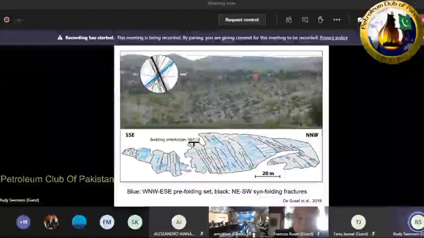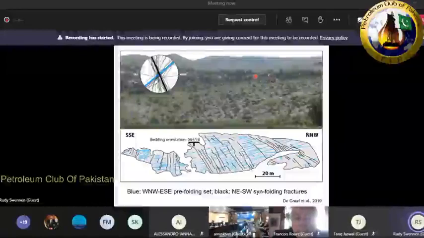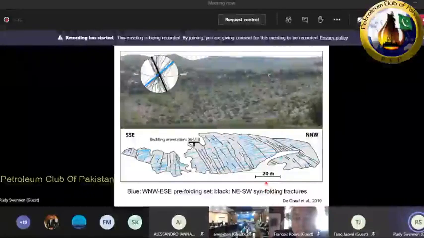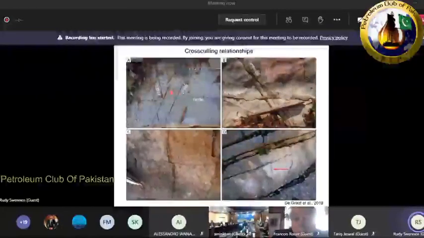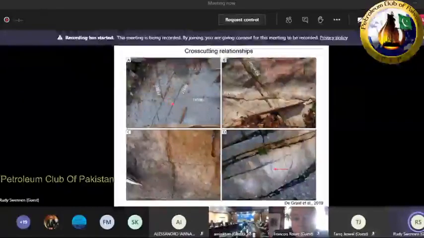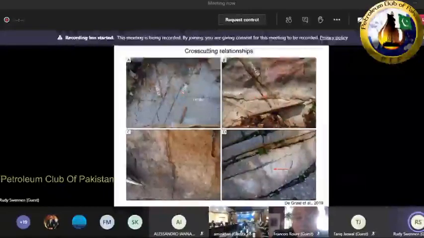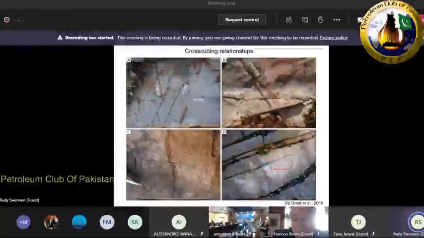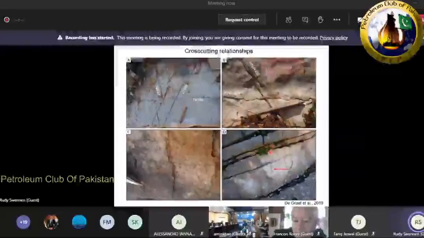So here are the fractures of a certain area that have been mapped, where the blue indicates the pre-folding set of fractures and the black ones are the syn-folding fracture systems. The cross-cutting relationships are very important. There where the veins cross each other is the place where we drill. And that's the reason why we do not hammer, because then it would break at this contact zone. No, we will drill at the place where we have the cross-cutting relationship, be it with the bed parallel stylolites or with the tectonic stylolites, as you can see here.